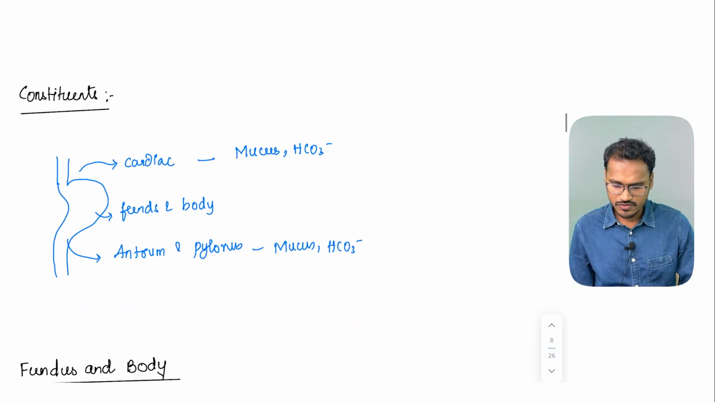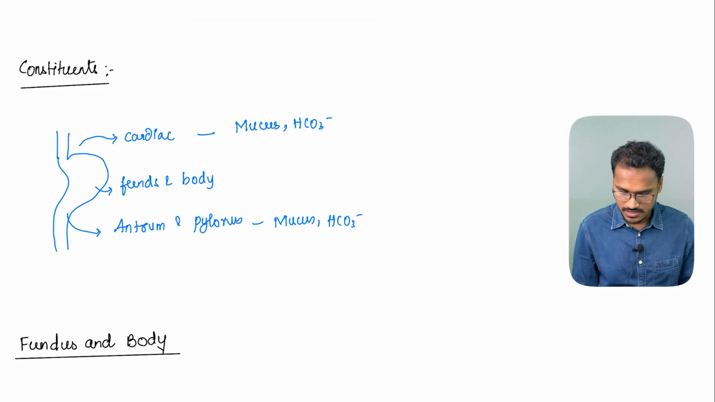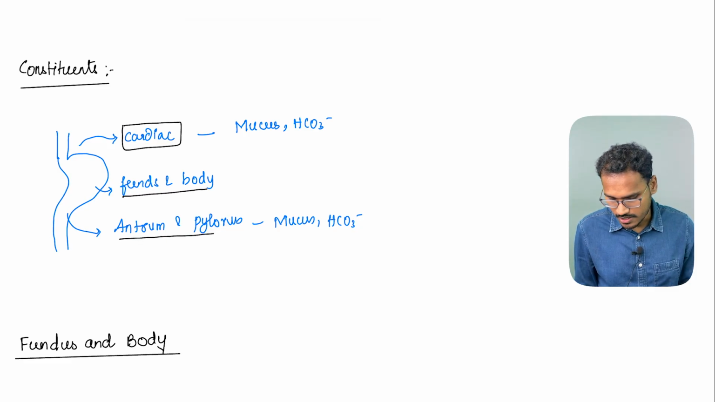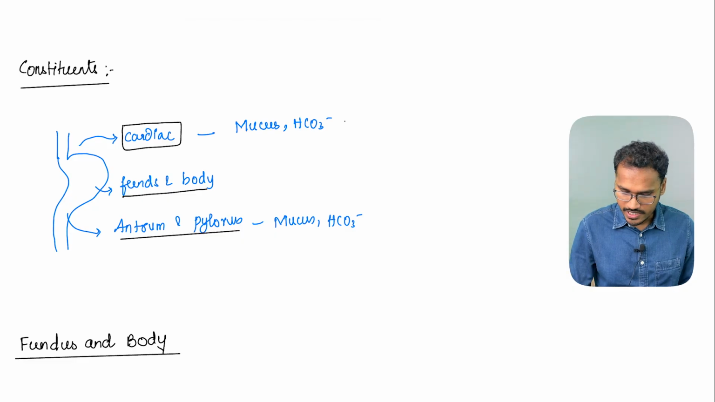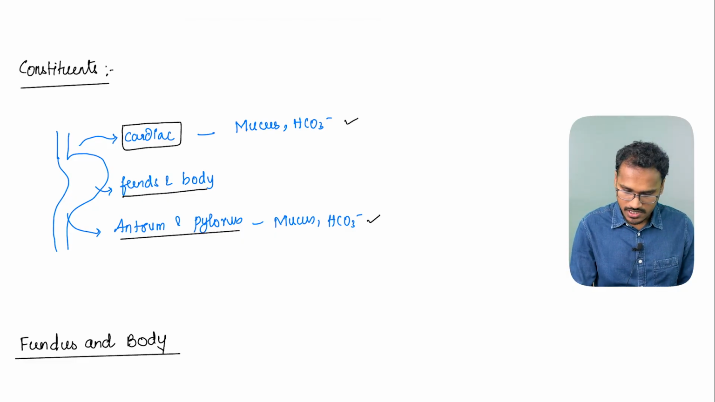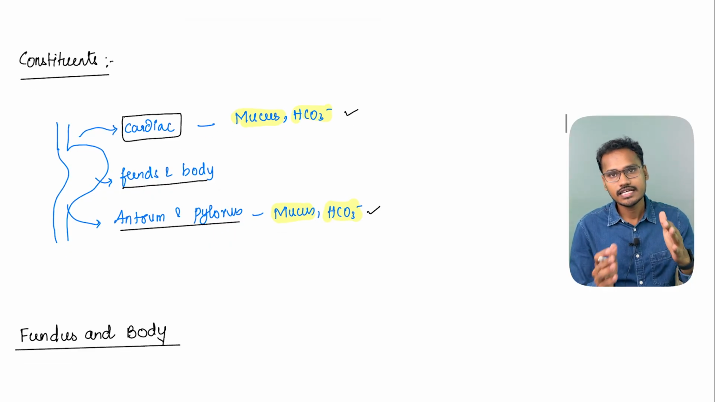Next, coming to the constituents of gastric secretion. The stomach has three different parts: the cardiac end, then the fundus and the body, then the antrum and the pyloric region. Both the cardiac end, and the antrum and pyloric region, will be highly secreting the mucus and the bicarbonate to protect the GIT, so that when HCl is being secreted, it has to protect the stomach itself. To protect that, the mucus and bicarbonate is secreted.